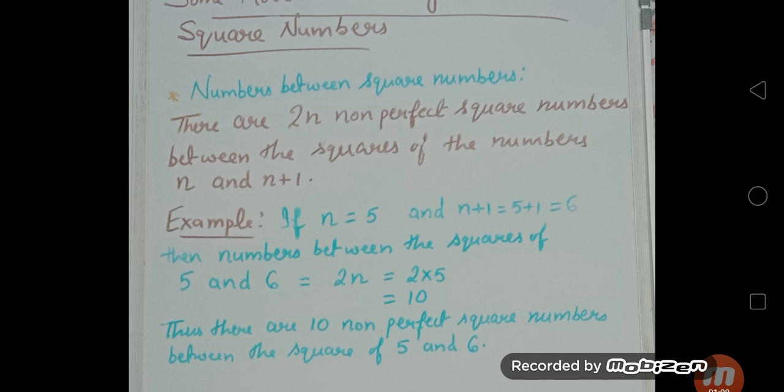And if you want to verify, you can first find the squares of 5 and 6. Square of 5 is 25 and square of 6 is 36. Now you can count between 25 and 36 how many non-perfect square numbers there are. You can count it: 26, 27, 28, 29, 30, 31, 32, 33, 34 and 35. Thus, there are 10 non-perfect square numbers between the squares of 5 and 6. So, the formula is 2n, where n is the first number.